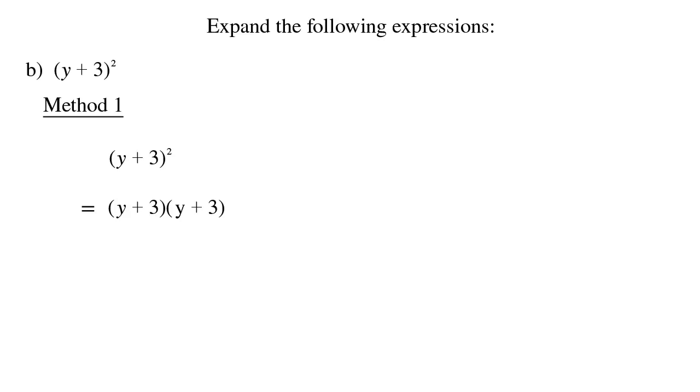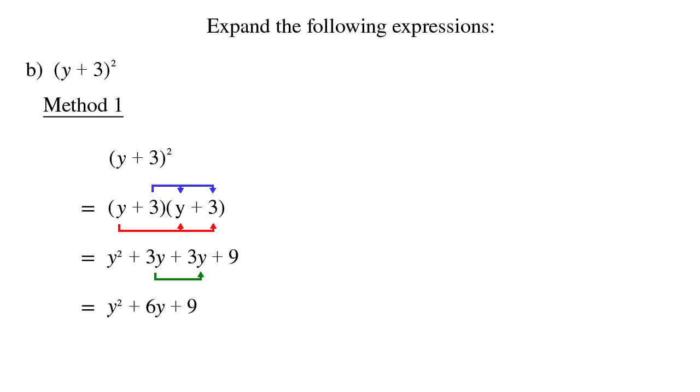We multiply the first terms, y times y, and that gives us y squared. Next we take the outsides, y and 3, multiplied together gives us 3y. Then the insides, so that's 3 and y, and that gives us 3y. And finally, the last numbers, 3 and 3, multiplied together, that gives us 9. So that's y squared plus 3y plus 3y plus 9. We can simplify by combining the like terms. 3y plus 3y is 6y, so our answer is y squared plus 6y plus 9.